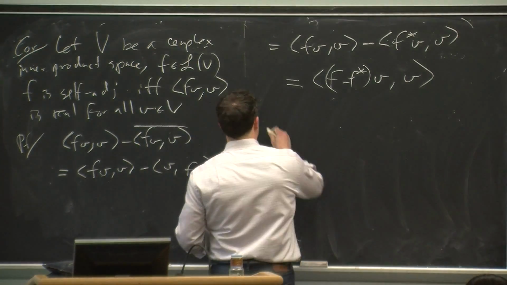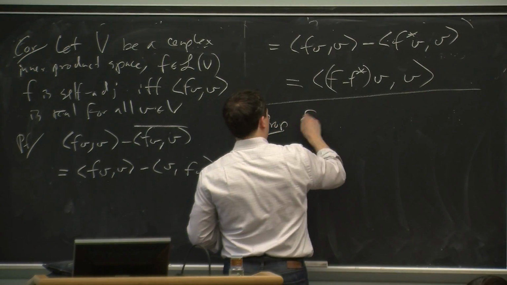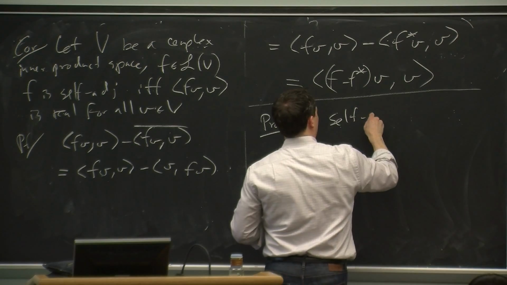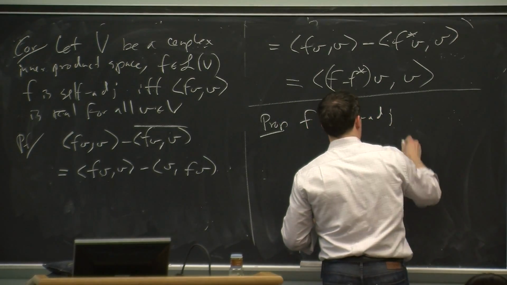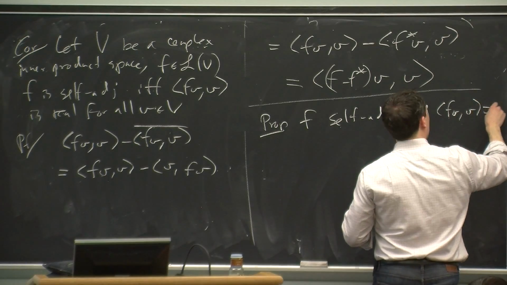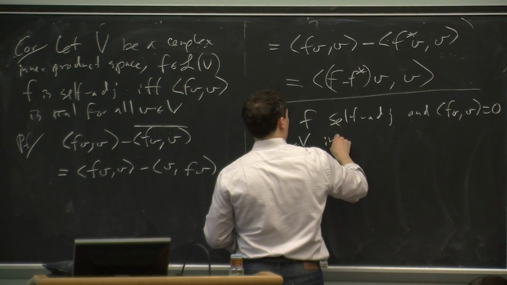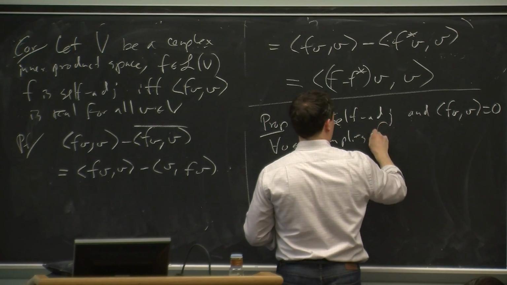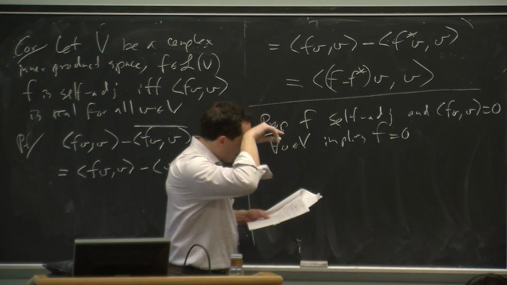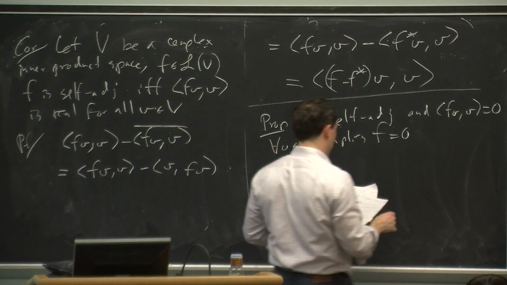The last proposition I want to mention today is that if F is self-adjoint and ⟨F(V), V⟩ is 0 for all V, this implies that F is 0. We already handled this situation in C, so this is really a theorem about real inner product spaces.